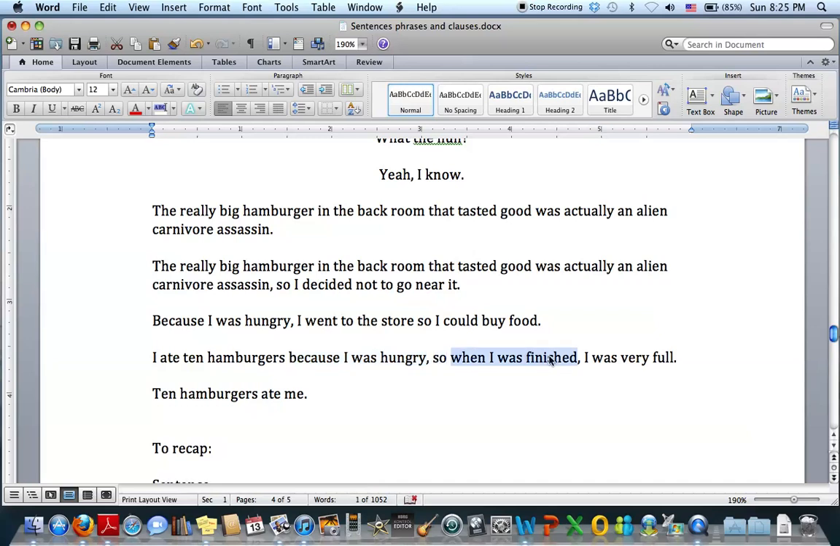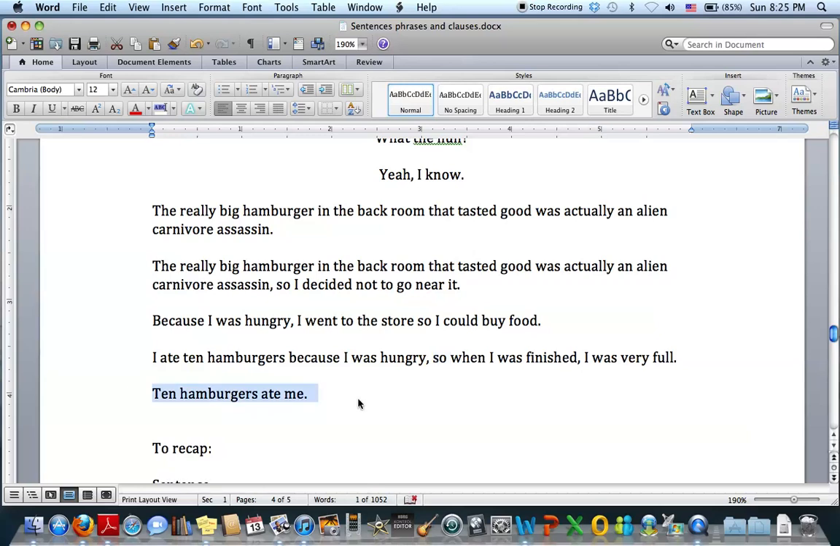When I was finished, this is another dependent clause. Oh my goodness gracious. And now we have another independent clause. So if we count them up, I have 1, 2 independent clauses, and 1, 2 dependent clauses, and 1 conjunction in the middle. My goodness.